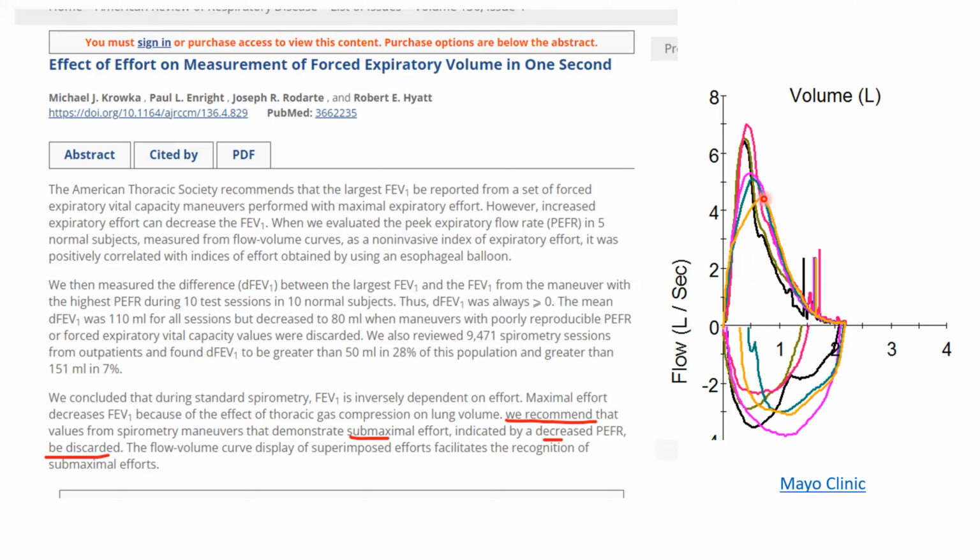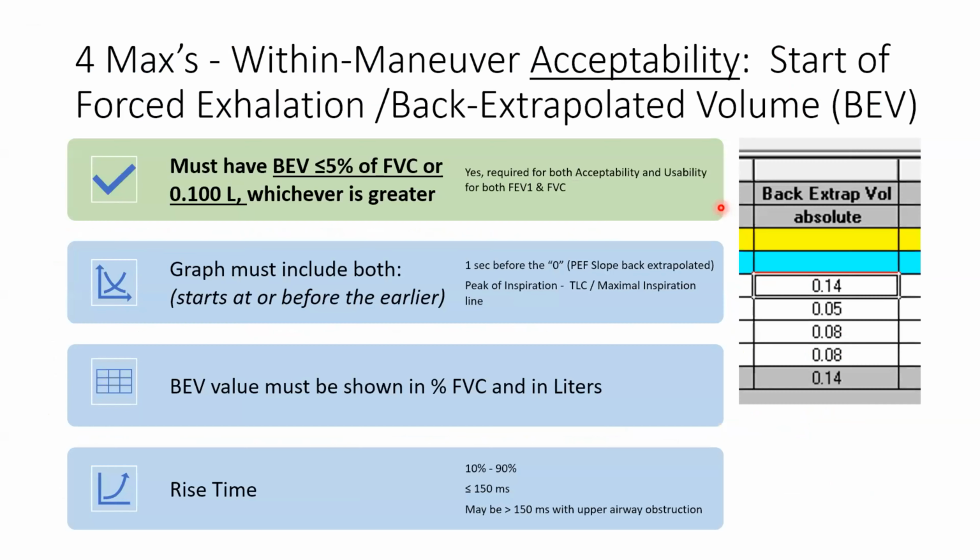But if they come from not forced, you don't generate the airway resistance, and so you can have a higher FEV1, but they want it to be forced. So we recommend discarding these submaximal efforts. Back again, talking about the acceptability, the back extrapolation of that second thing, okay?